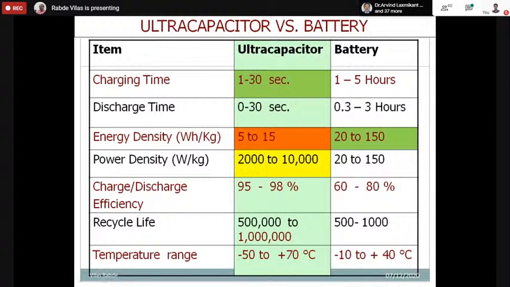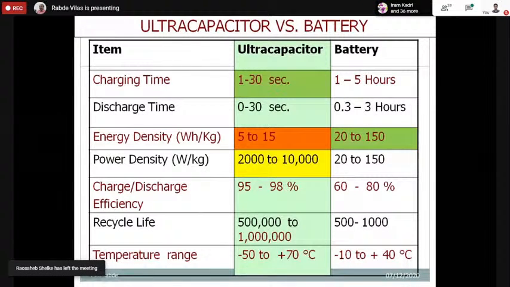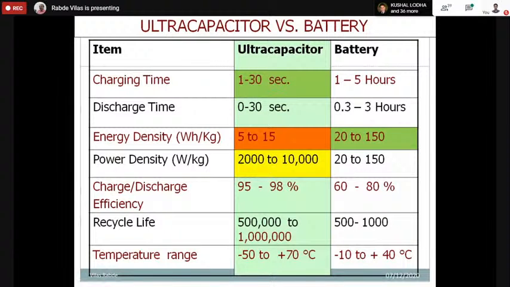So most of the energy is needed for cranking the engine. Charge discharge efficiency is 95 to 98%, which is phenomenal compared to battery 60 to 80. So the top quality battery can have 80%. Recycle life, this is another phenomenon. Your vehicle may be scrapped, but the supercapacitors will remain.